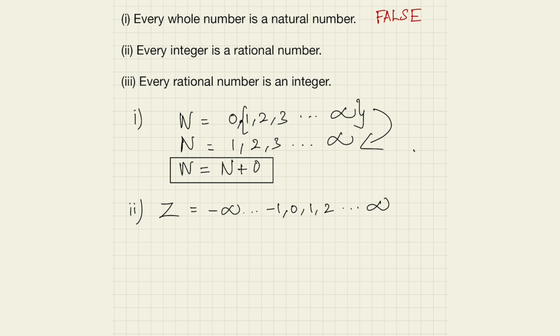I hope it's clearly visible now. Yeah, just to create a separation. Now in the second subdivision we are seeing, is every integer a rational number? So integers start from negative infinity and go all the way up to positive infinity, and rational numbers, which is represented by Q, we have seen that, and it includes integers as well as fractional numbers.